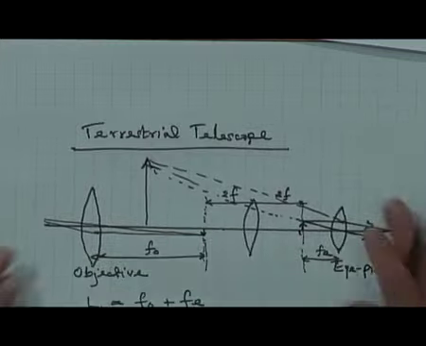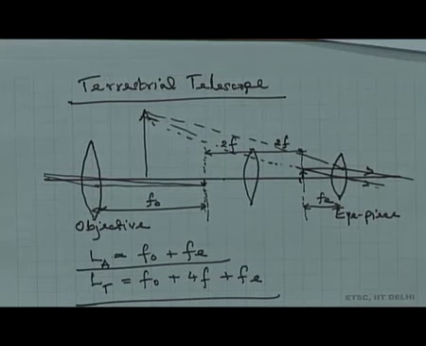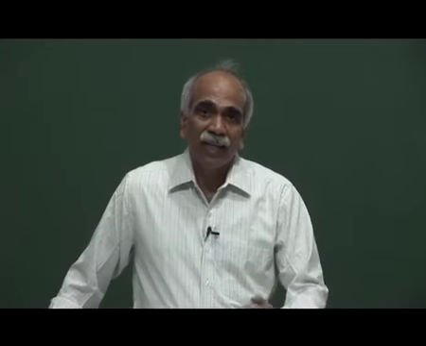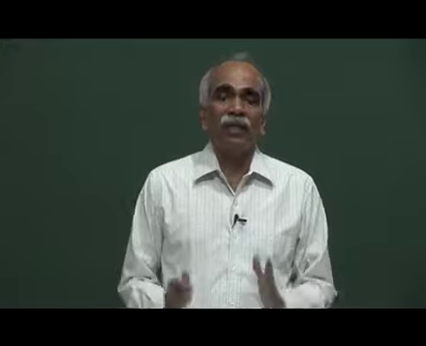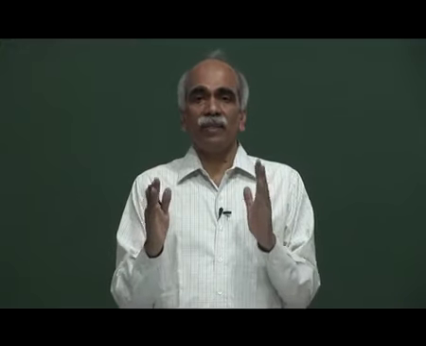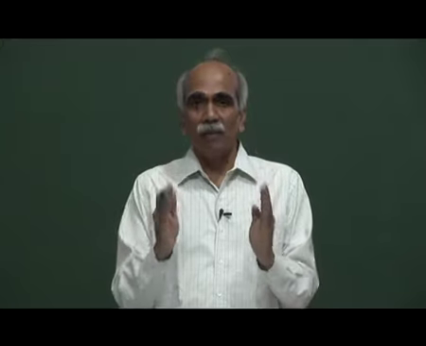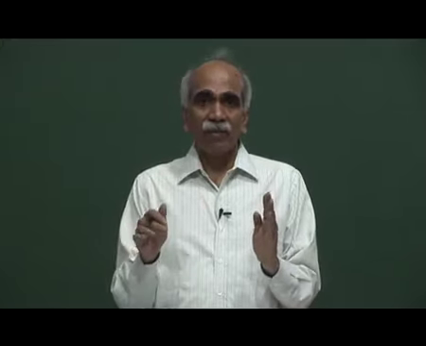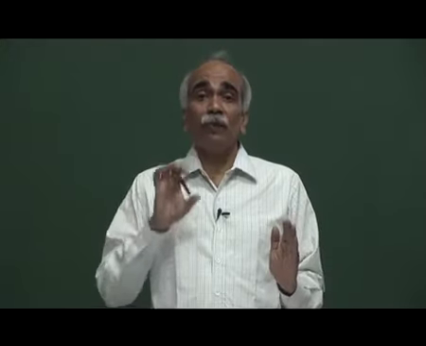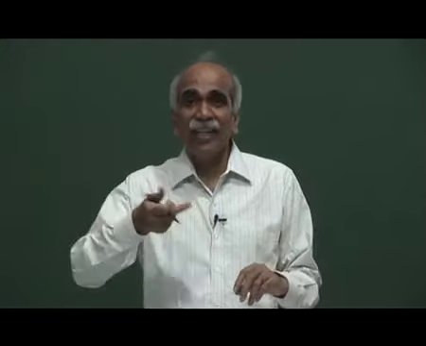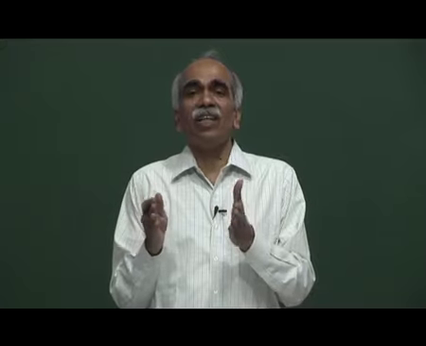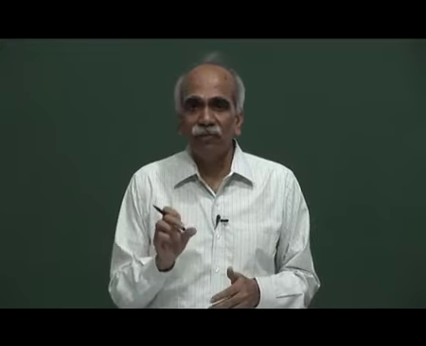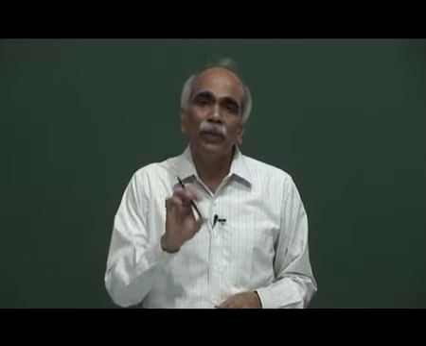So, just to wind up, we have discussed the refracting type of telescope, the reflective type of telescope, the astronomical telescope and the terrestrial telescope. In the case of an astronomical telescope, the distance between the objective and the eyepiece is FO plus FE, whereas in the case of a terrestrial telescope, we have to use an additional lens to re-invert the image to get an erect image of the object. So, there is an additional distance of 4f, where f is the focal length of the lens which is introduced in between.